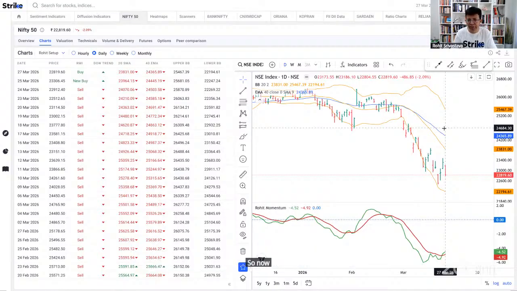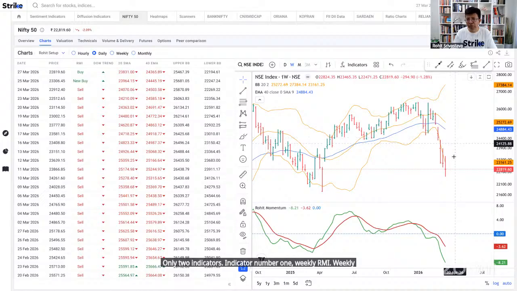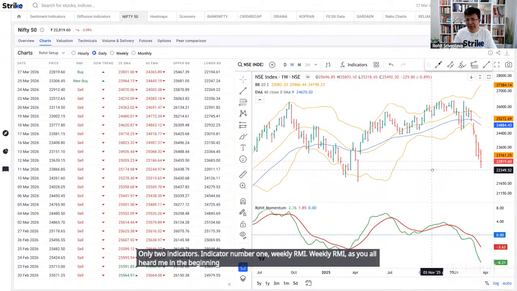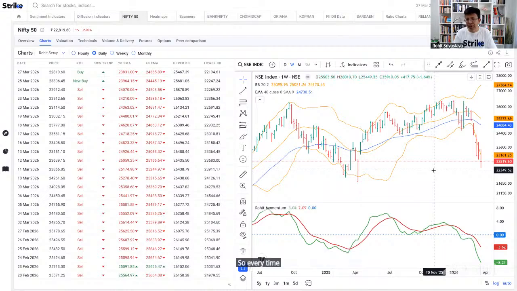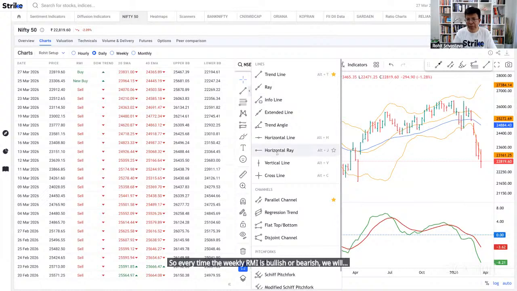So now listen in. Two-step process, only two indicators. Indicator number one, weekly RMI. Weekly RMI, as you all heard me in the beginning, is my trend indicator. I decide whether it's going up or down. So every time the weekly RMI is bullish or bearish, we will decide to only buy calls or only buy puts. We don't take anything else.